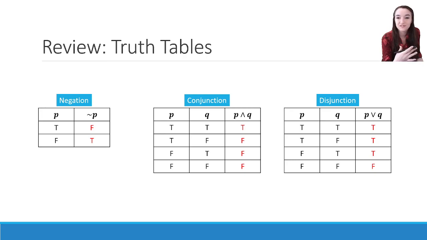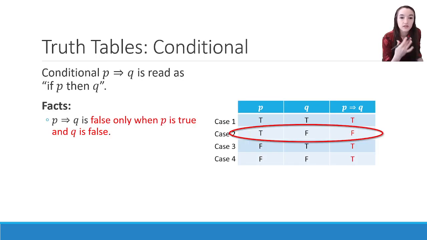So the conditional is probably the most unique out of all of them. It has a property that the rest of them don't have, so this is one you're really going to want to pay attention to. So, the conditional, which is written as P arrow Q, and read as if P then Q, or P implies Q, is false only when P is true and Q is false.